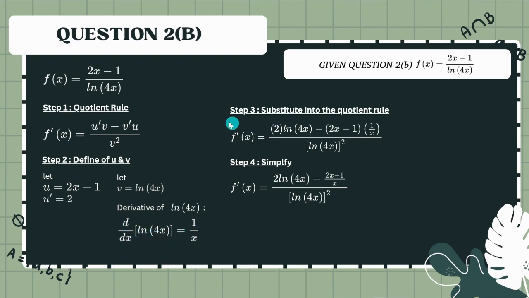And step 3, we substitute into the quotient rule. We substitute u, v, u prime and v prime into the formula. And we get f prime x equal to 2 ln 4x minus (2x minus 1) times 1 divided by x, divided by ln 4x power of 2. And the last step is simplify. We get 2 ln 4x minus (2x minus 1) divided by x, and divided by ln 4x power of 2.